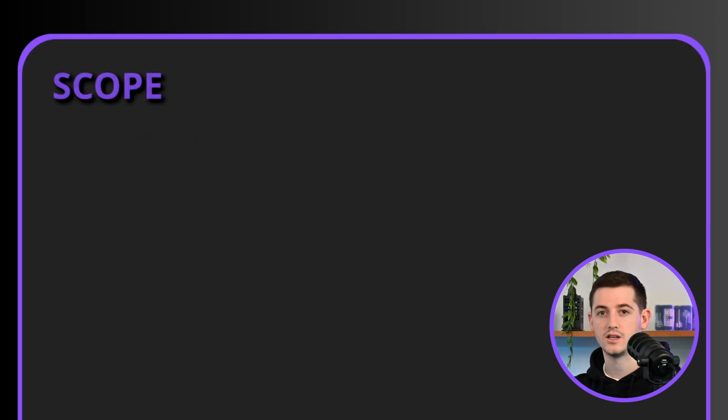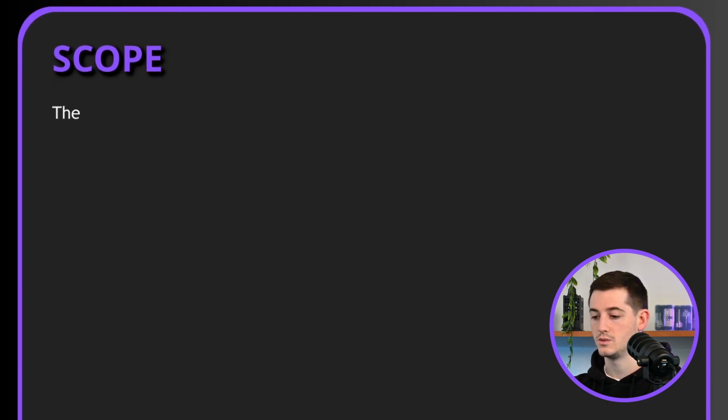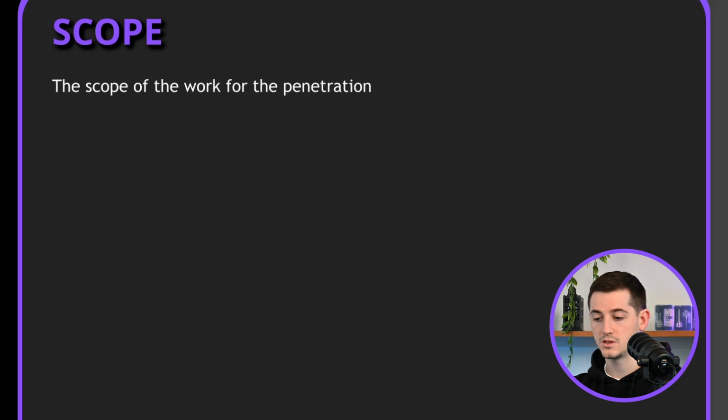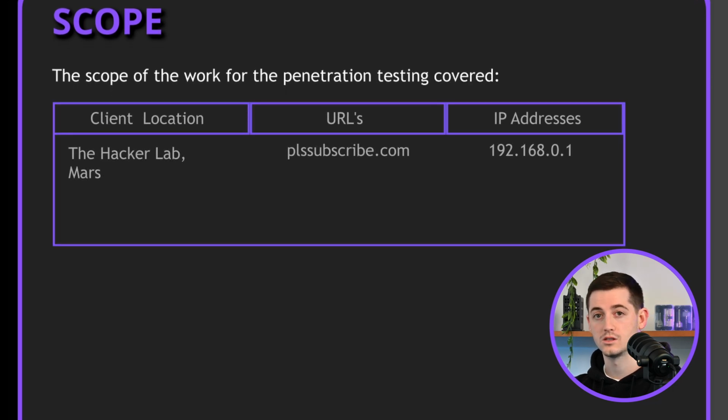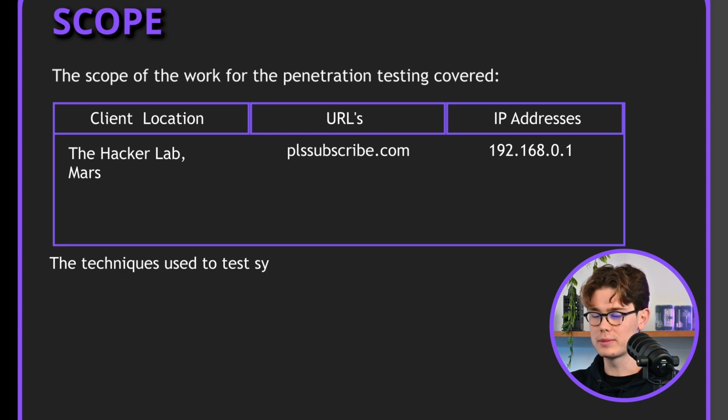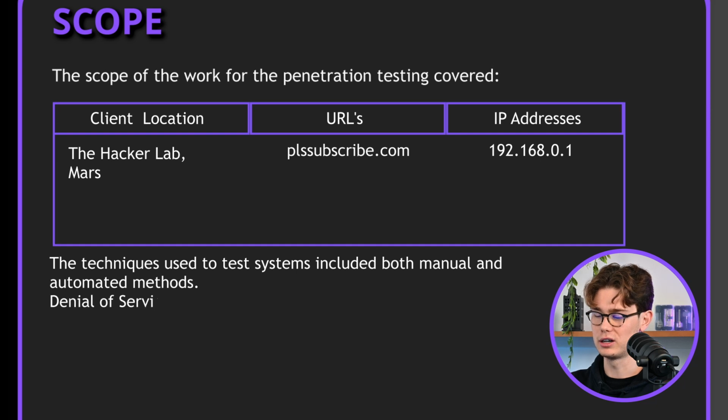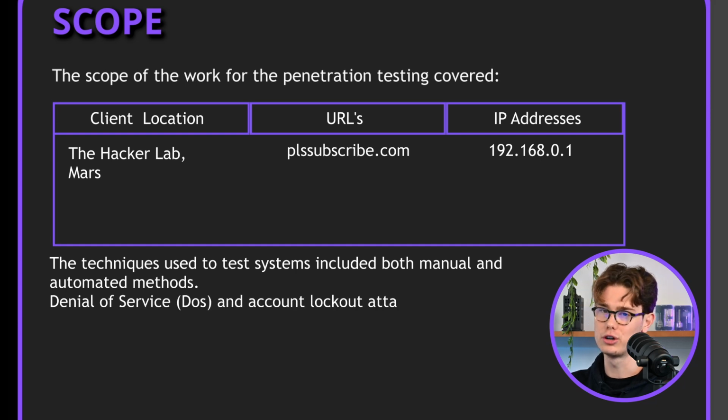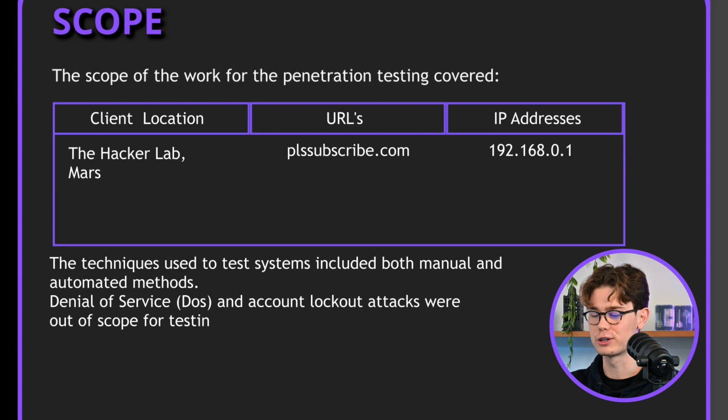But what is actually tested? That's where the scope comes in. This is where the agreed upon targets to be tested are listed. In the case of a web test, this could be URLs or a list of externally facing IP addresses. But what techniques were used? Were these manual or automated methods? The allowed and disallowed methods of testing are listed here. Clients often ask not to directly test for denial of service vulnerabilities, as this could take down their business services.